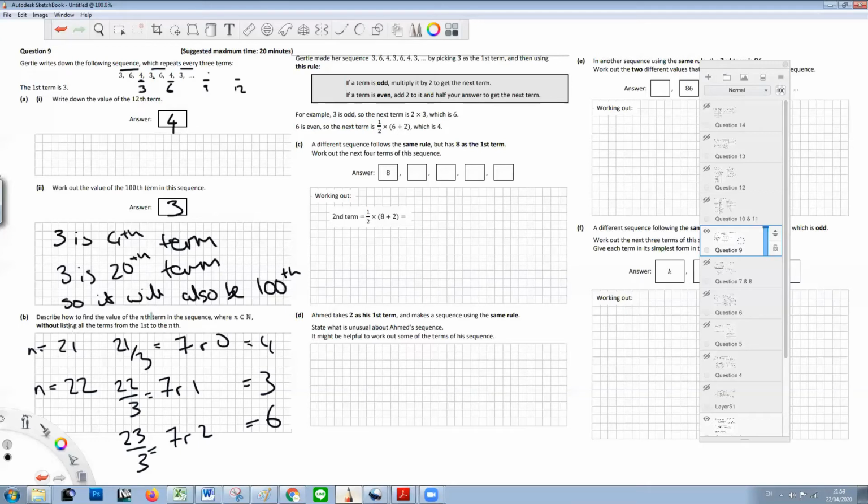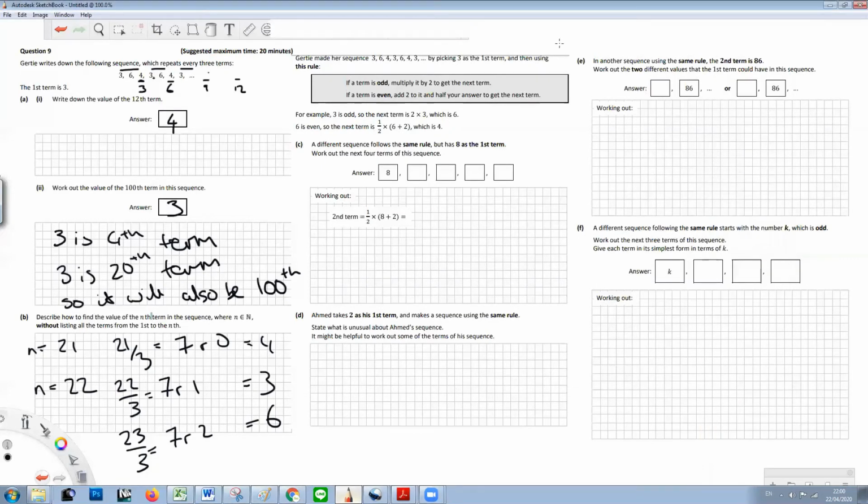Okay, the next thing we're told, Gertie made her sequence 3, 6, 4 by picking 3 as the first term and then using this rule. So Gertie made her sequence by this formula. She was told if a term is odd, multiply by 2 to get the next term. If it's even, add 2 to it and halve your answer to get the next term. So for example, 3 is an odd term, so the next term is going to be 2 times 3, which is 6.